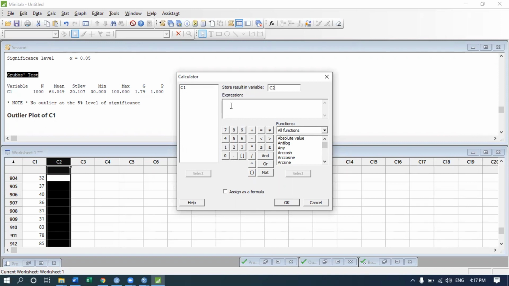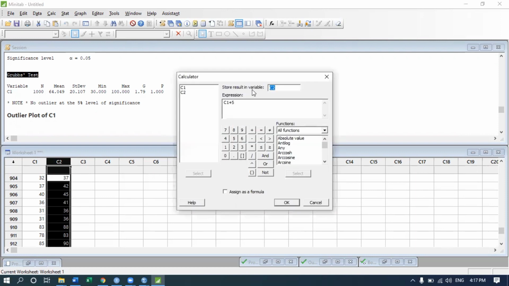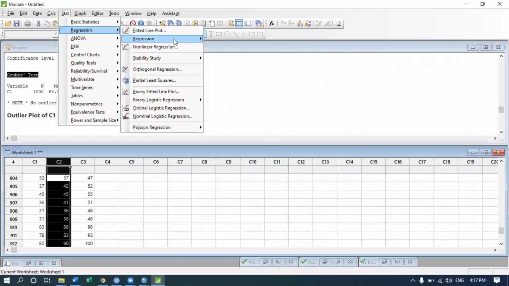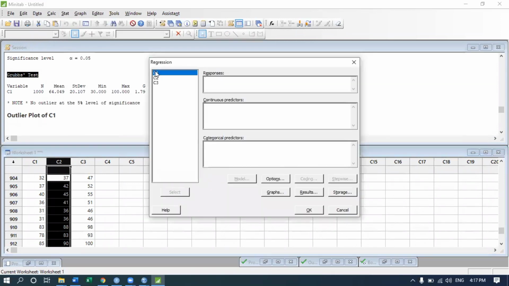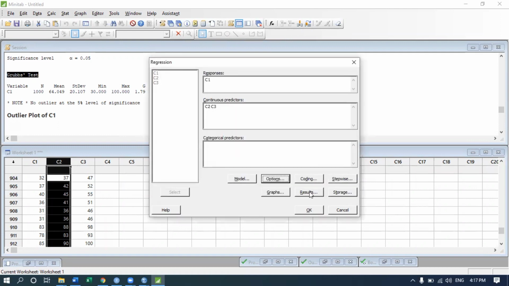Okay, let me do the analysis. Let me see. Plus 5. Okay, let me do another variable. Calculate C3 plus 15. Okay, so let me do regression analysis. So I will explain this multicollinearity very well. I'm not teaching you guys regression now. I just want to show you something.